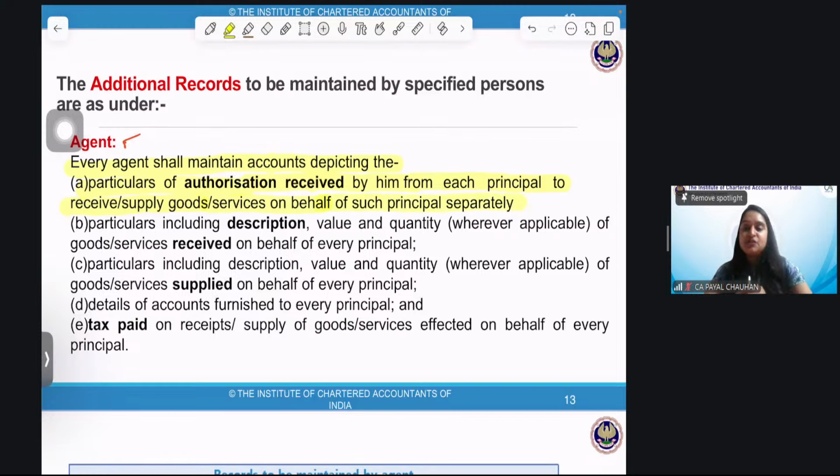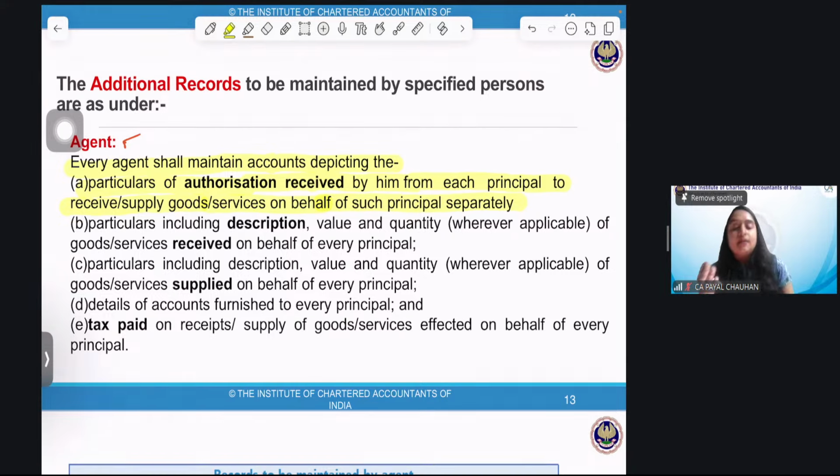Okay, first of all, you will tell me, Saipa, what accounts will the composition dealer supplier maintain? Usually, Saipa, a composition dealer is also a registered person. He has to maintain all the books of accounts and additional records. Only two are exceptions for him. And those exceptions are one, stock of goods and the tax payable. Rest, everything is applicable to him, right?